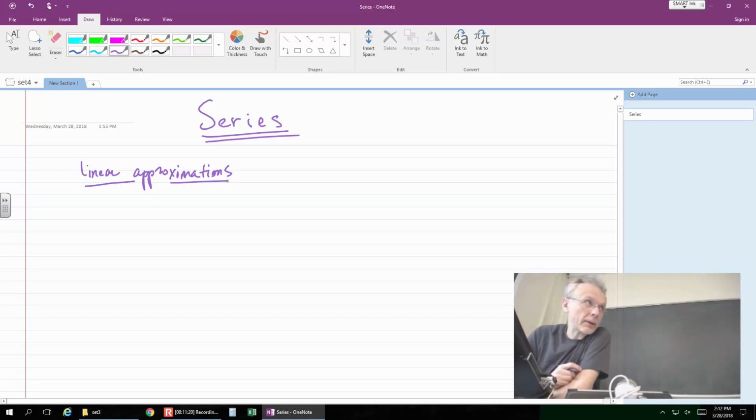So remember linear approximations in Calculus 1? What's the idea of a linear approximation or linearization, any of that? What is it about?